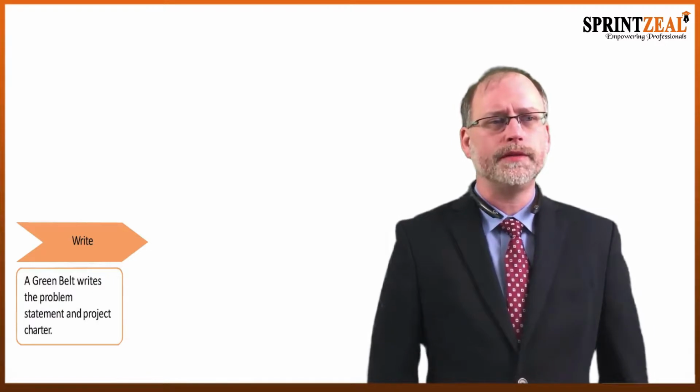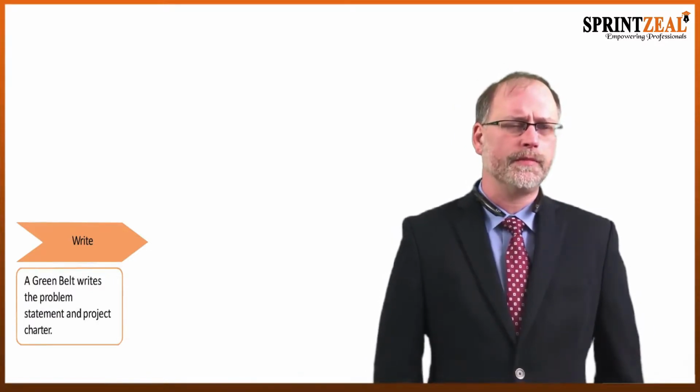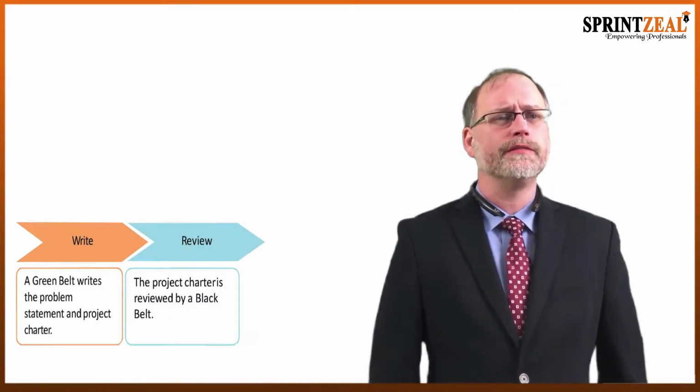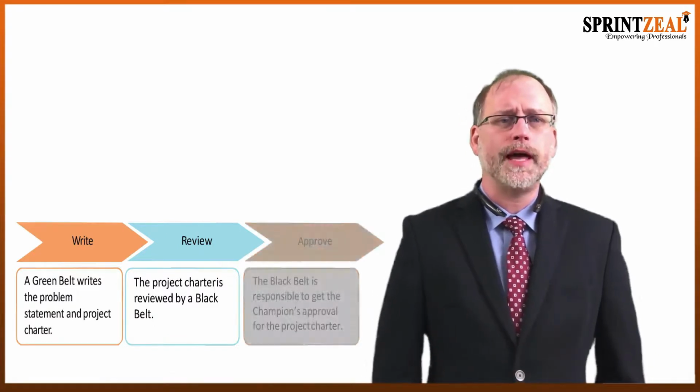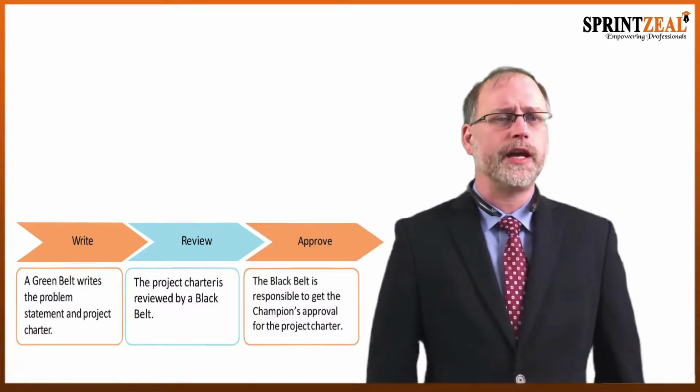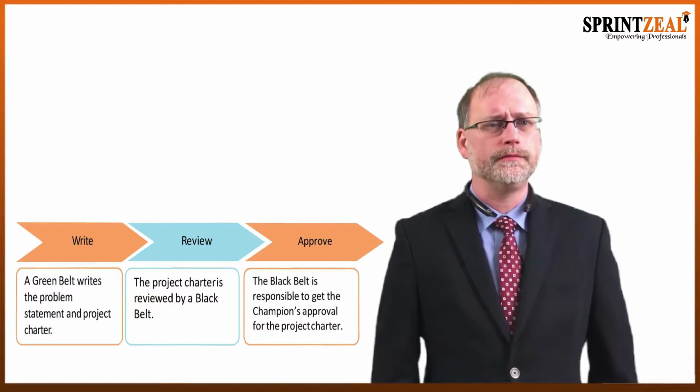Now here are the steps to complete a project charter. The steps to start writing a project charter begin with the green belt, who writes the problem statement and the project charter. That project charter is then reviewed by a black belt, and the black belt is then responsible to get the champion's approval for the charter.